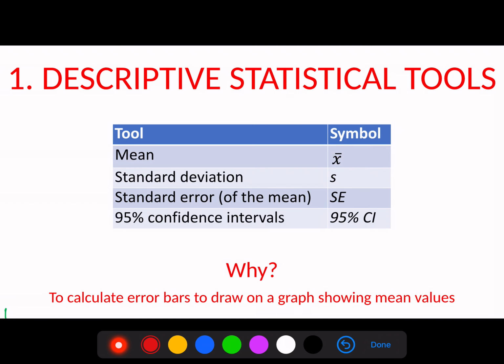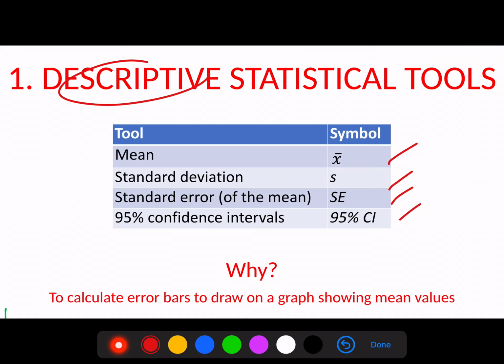So let's get started. We're going to begin with something called descriptive statistical tools. Now some of these you've heard of, I'm sure. The mean, symbol x bar, the standard deviation, symbol lowercase s, the standard error, sometimes called standard error of the mean, which has that symbol there, and we have our confidence intervals, the 95% level.